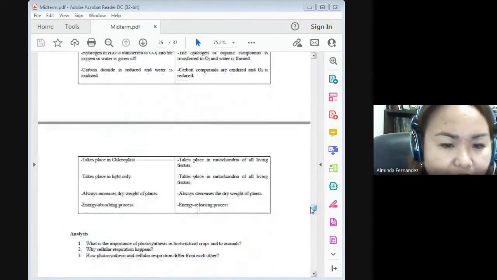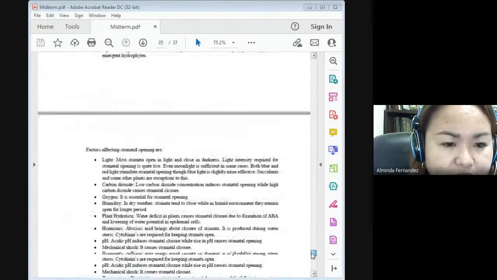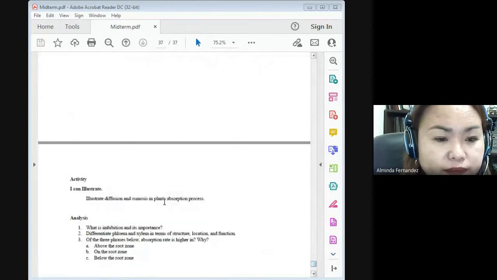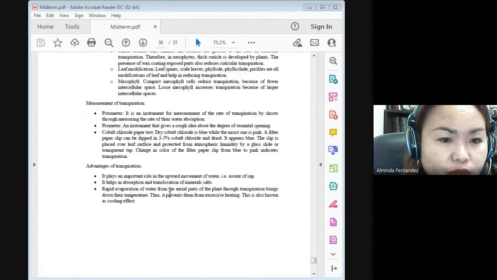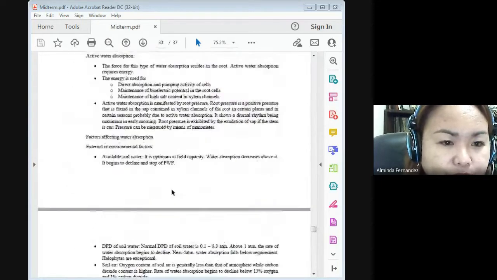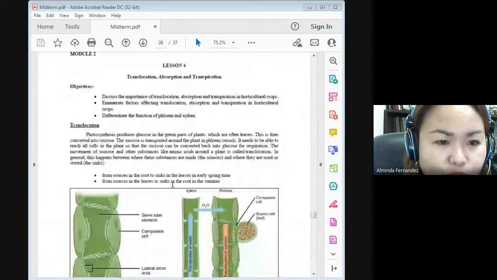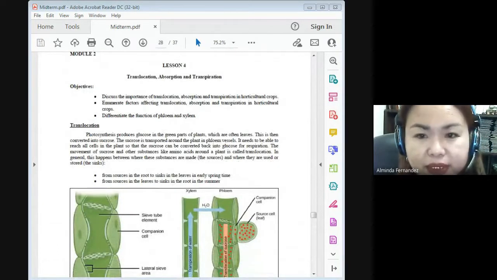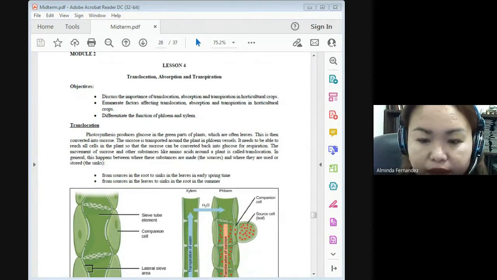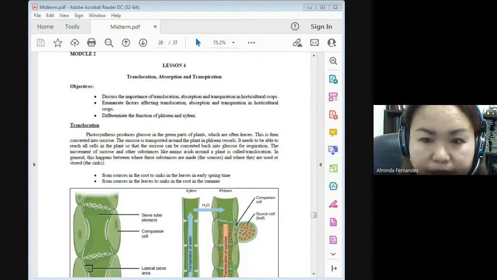Respiration and transpiration. So we'll actually have absorption, transpiration, and lesson 4 on translocation and transpiration. But before that, let's wait for the rest.